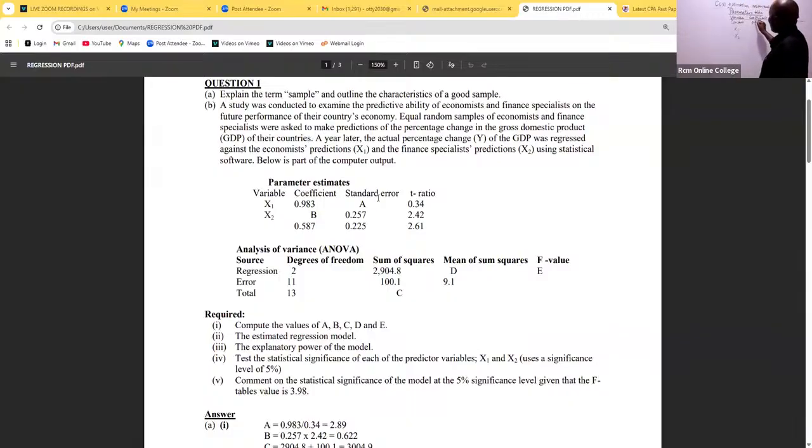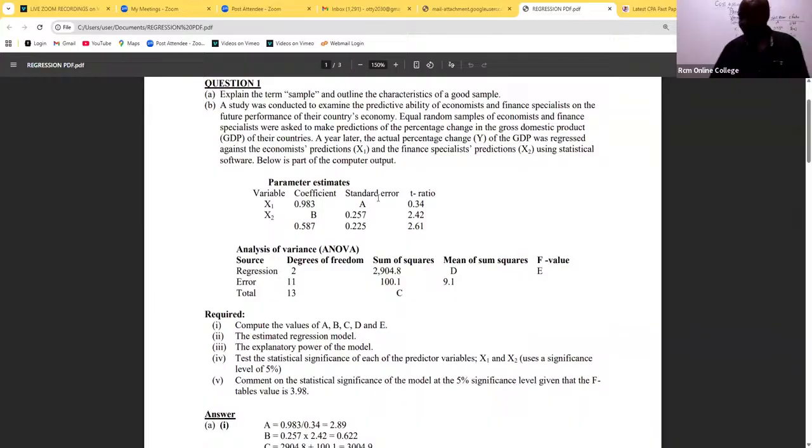So we have here 0.983. Then we have B, then we have 0.587. Then we have the standard error. The first one there is A, 0.257. Then we have 0.225. Then we have 0.34, we have 2.42, sorry. And then lastly, 2.61. So kindly copy this table down.